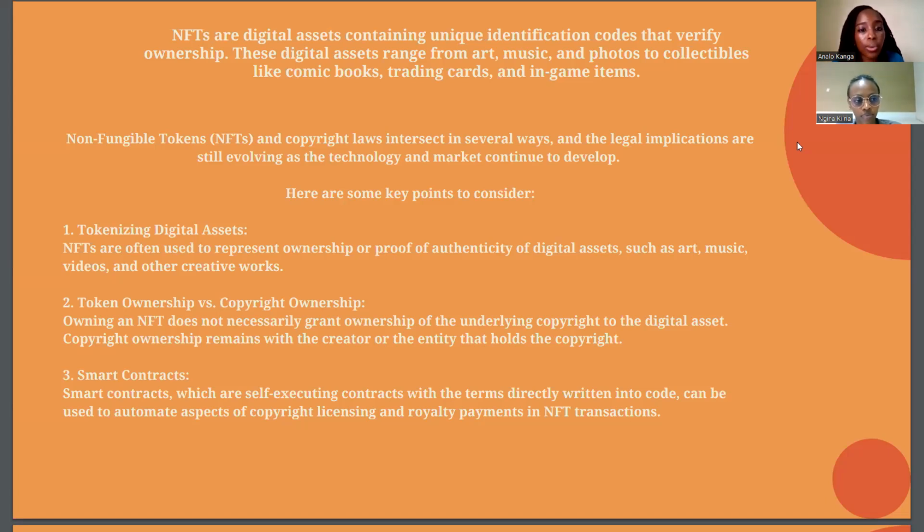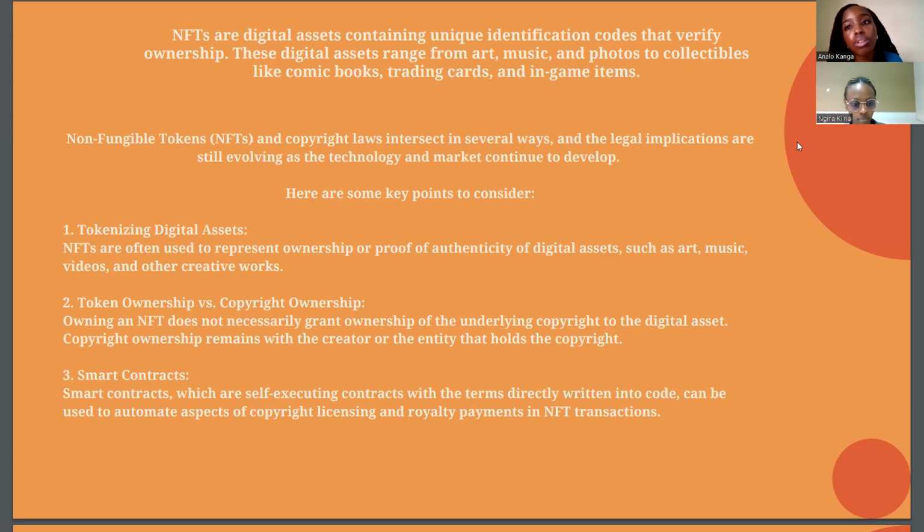There's a difference between token ownership versus copyright ownership. So owning an NFT does not mean that you are the owner of that copyright. That is something you need to remember today, okay? If you own an NFT, it doesn't mean that you are the owner of that copyrightable material, okay? Then NFTs also led to the emergence of smart contracts. So smart contracts are self-executing contracts with terms directly written into code, okay? So basically, I would add, maybe when we have more time on another day, we can definitely get more into NFTs and Ethereum, non-fungible tokens.